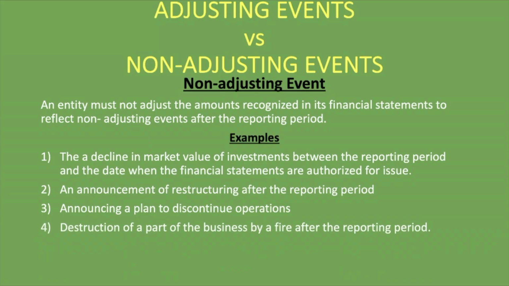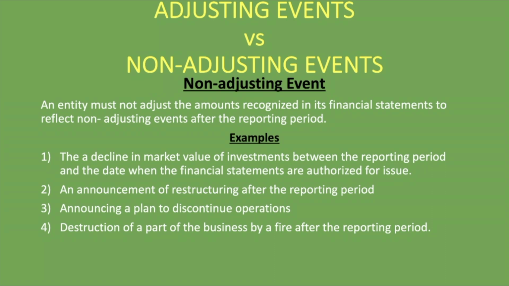The fourth one we have here is a destruction of a part of the business by a fire after the reporting period. So this can happen. Let's say our financial year end is 28 February and we're authorizing our financial statements for issue in May, and in April our factory catches fire.